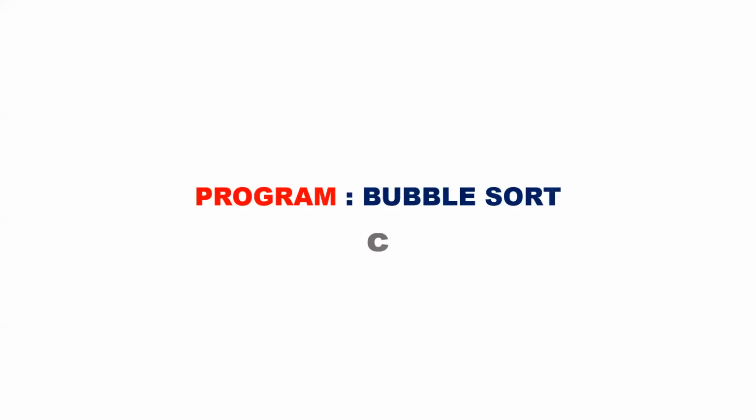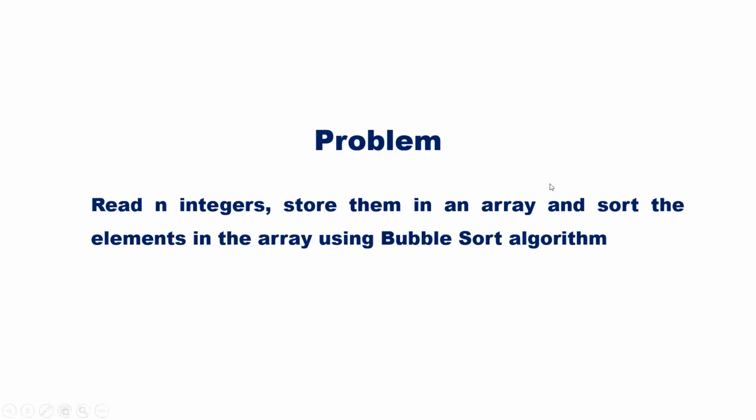In this video, let us see how to write a C program to sort an array using bubble sort technique. The problem is: read n integers, store them in an array, and sort the elements in the array using the bubble sort algorithm.